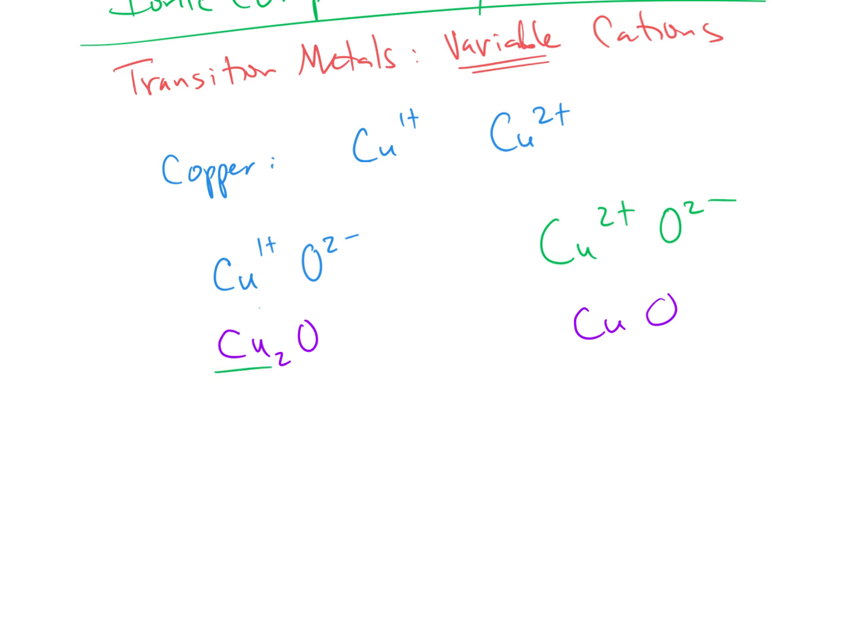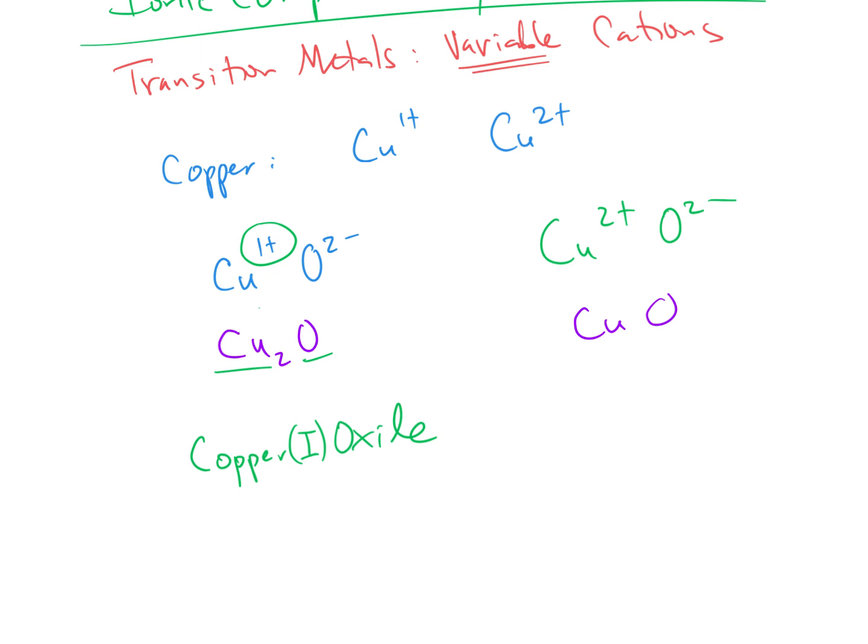We name this one just like normal. It's copper. Name this one, change the ending to -ide. But we put parentheses right after the transition metal, and we use a Roman numeral to represent the charge. Well, this is a 1 plus charge, so it's Roman numeral 1. You with me? Do we remember our Roman numerals? All you have to know is up to 8.